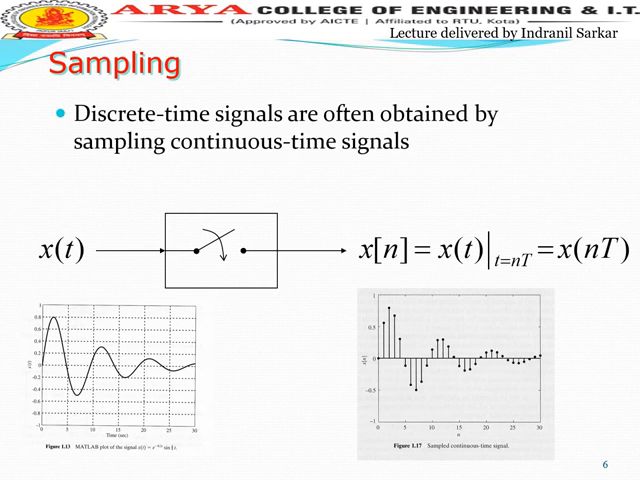Sampling. Discrete time signals are often obtained by sampling a continuous time signal. Here x(t) goes through the converter which converts from continuous time to discrete time and is represented as x[n], which is equal to x(t) when small t is equal to nT, where capital T is the time period, and which is also written as x(nT). Below, on the left side is the continuous time signal and on the right side is the sampled signal.